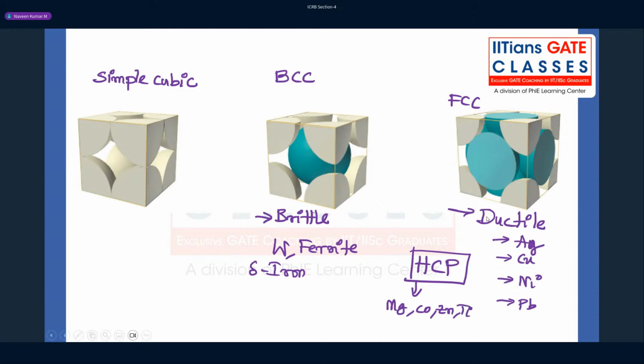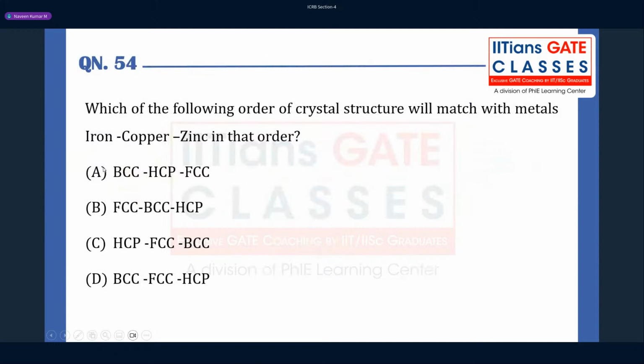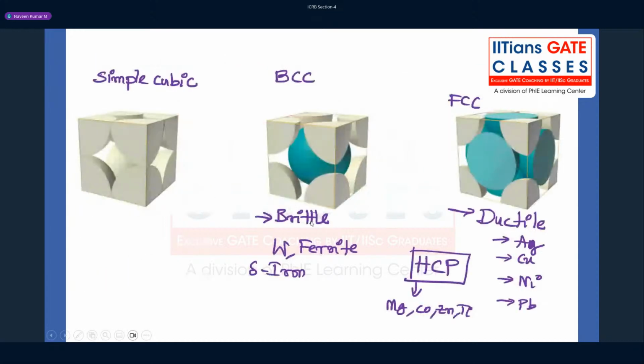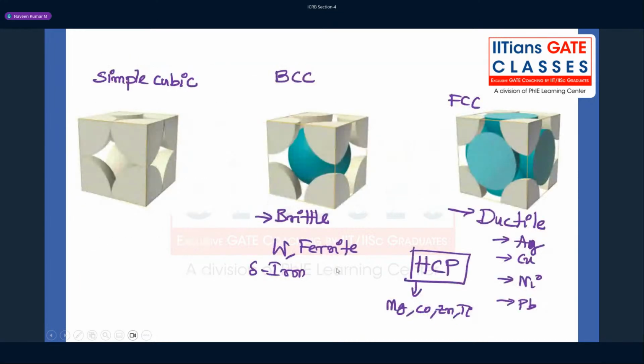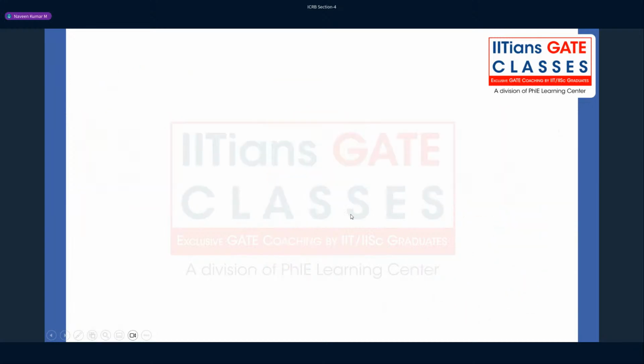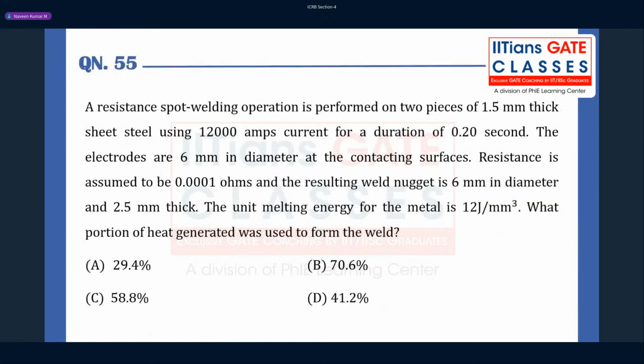So in this example, what is the order? Iron, of course, is BCC. Copper is softer, FCC. Zinc is HCP. So BCC, FCC, HCP. This is the answer. That is memory based, but not exactly. You should know which is softer and which is brittle. That is also sufficient. You don't need to remember the whole list. Okay, good. Next.